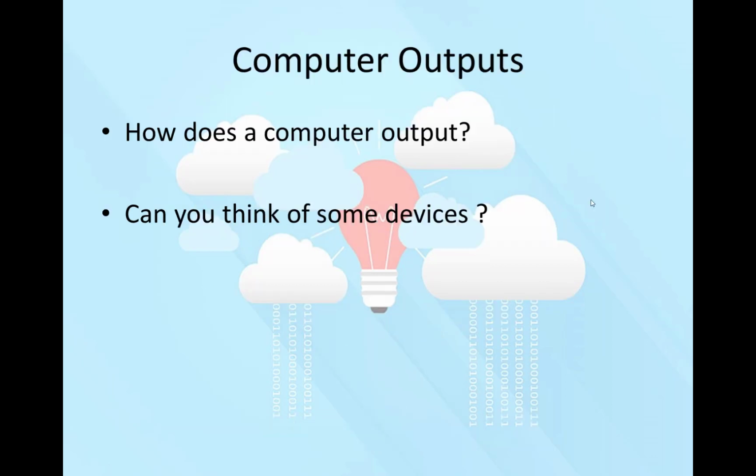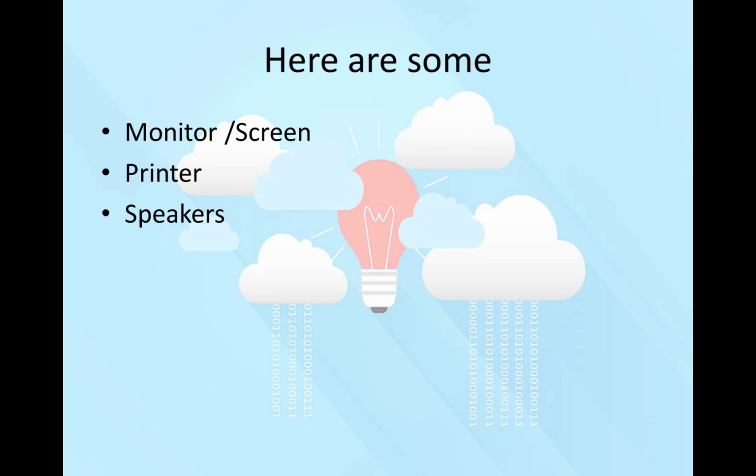How does a computer output? Can you think of some devices that it outputs on? That's right, it does output on a screen. What else? Yeah, a printer. What else can you think of? Speakers, yes. Well done. There are three of the things you can output on from a computer.